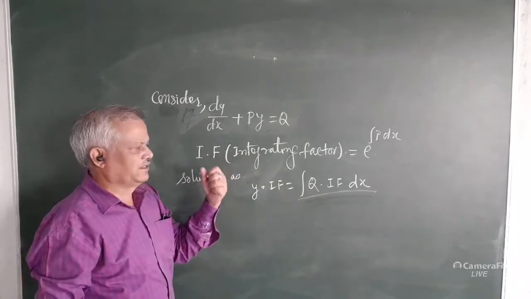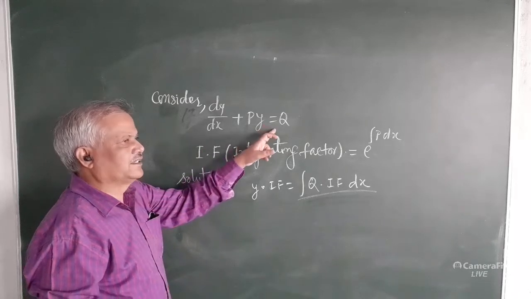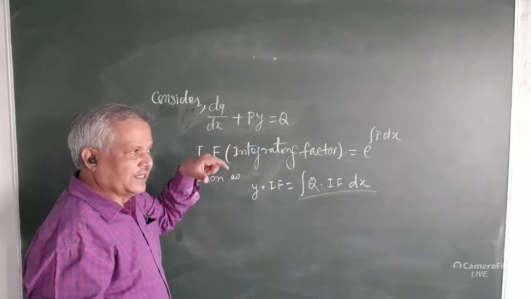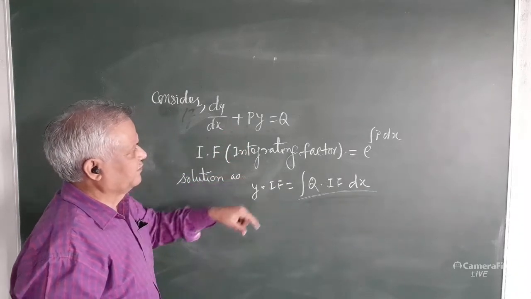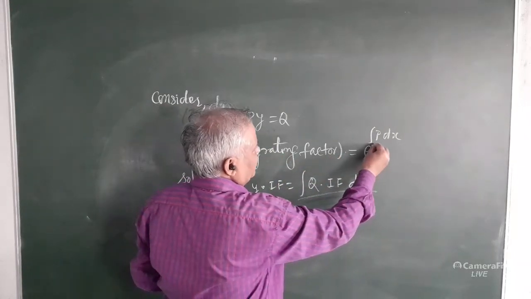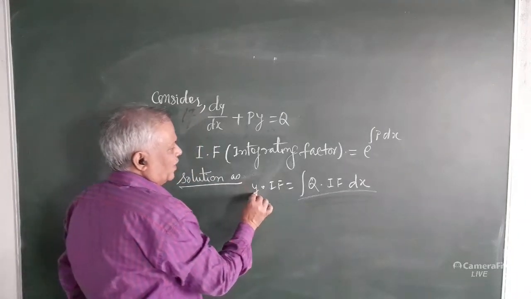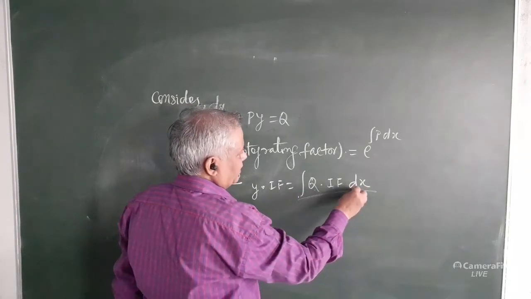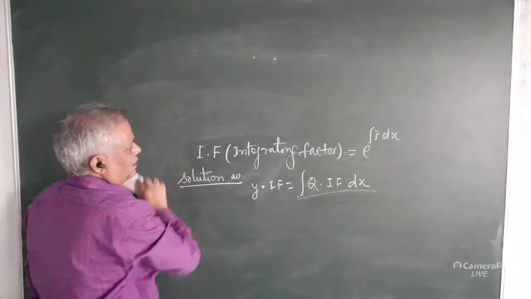What do we mean by the integrating factor? Such a factor, when multiplied on either side, makes the side to be in the exact form which can be integrated directly. So such a factor is the integrating factor, and in this type of equation the integrating factor is e to the power integral p dx. And always we have the solution y into integrating factor is integral of q into integrating factor into dx. One illustrative example that I am going to describe here.